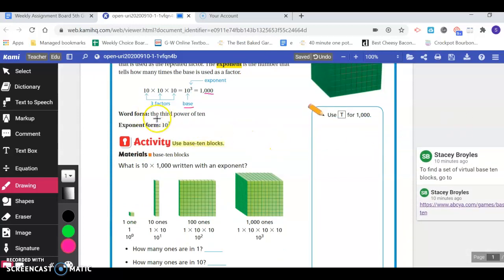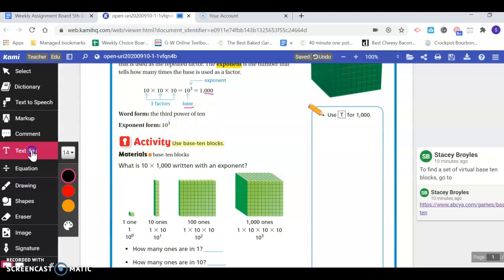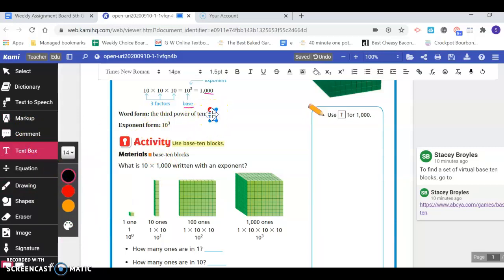Okay? How I would read that number in word form, I would say the third power of 10, or I'm going to write it another way. I could say 10 to the third power. That's also acceptable. And this is how I write that. That's called exponent form. Okay?